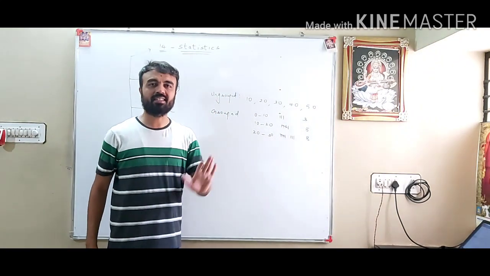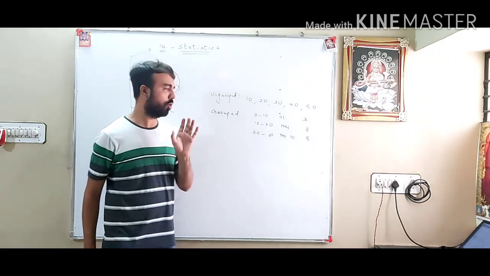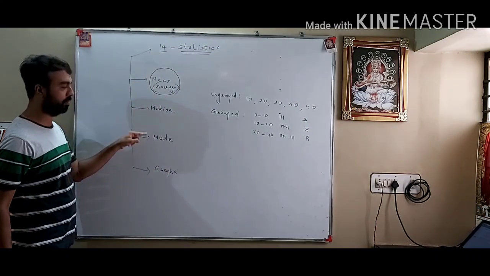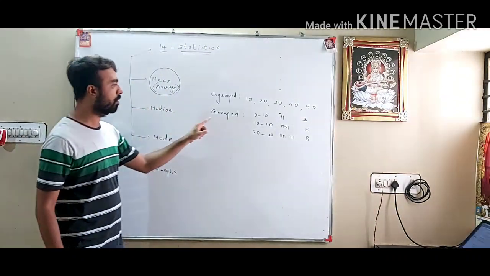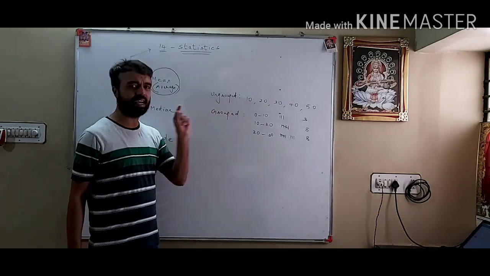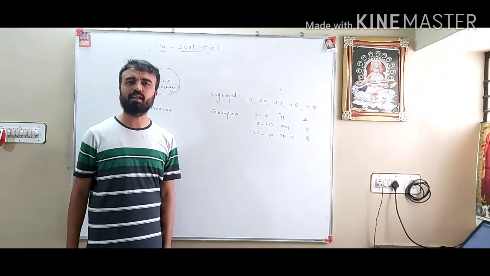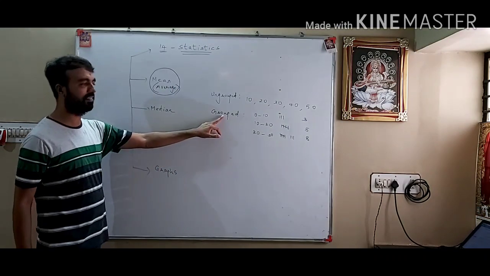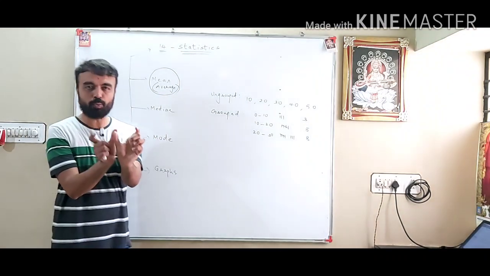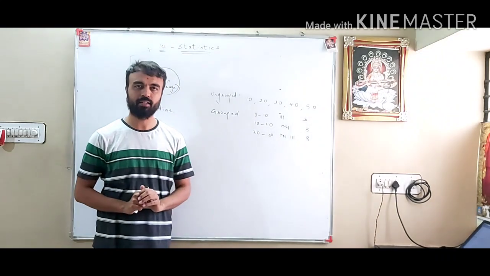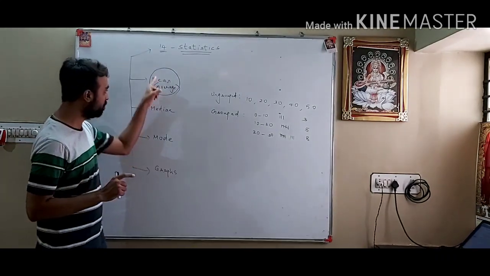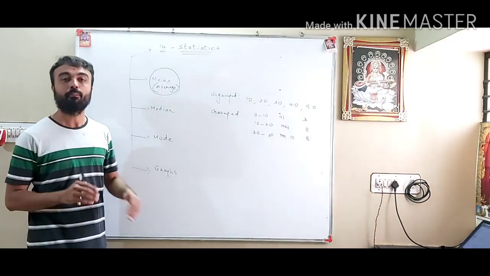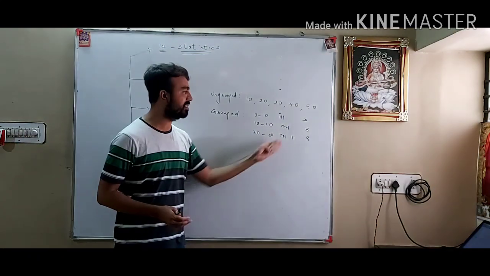So in class 10th, you will be solving all these sums, all these topics, mean, median, mode, only for grouped data. Because ungrouped data is quite simple and it was in class 9th, 8th and so on. So in standard 10, we'll be discussing this. So this is about grouped data and ungrouped data. This you must know before you start any of the topics, because every question will have this type of data.